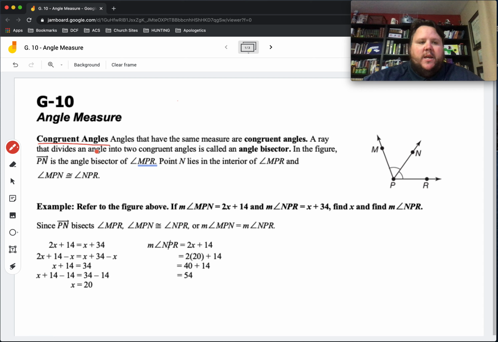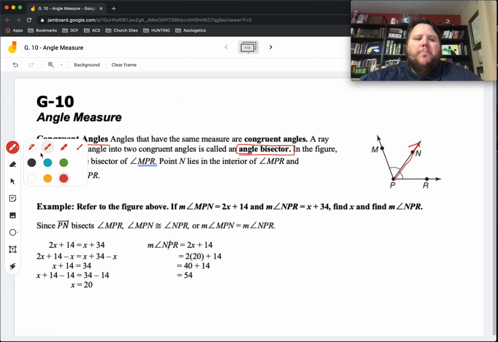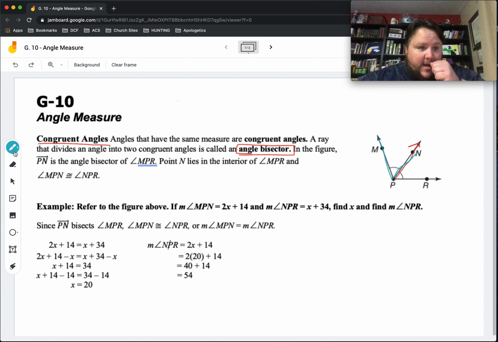They're called congruent angles. A ray that divides an angle into two congruent angles is called an angle bisector. In the figure, PN is the angle bisector of angle MPR. Point N lies in the interior. So all this is saying is this ray, PN, is the angle bisector, which means it cuts angle MPN and RPN into two equal angles, and that's denoted by this arch. So when we see an arch, that means equal angles.